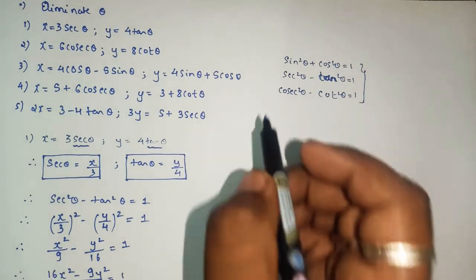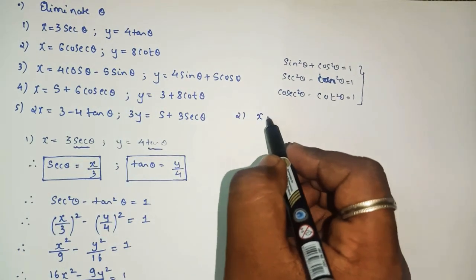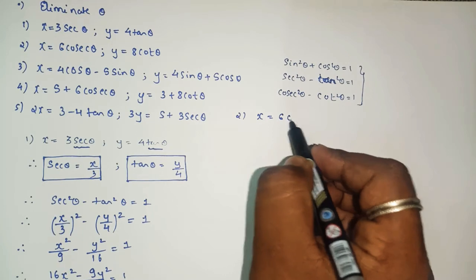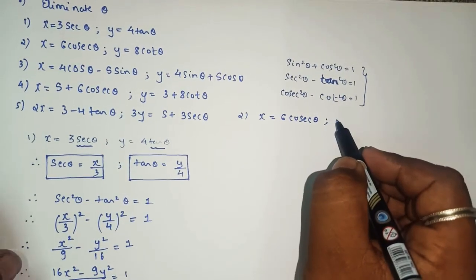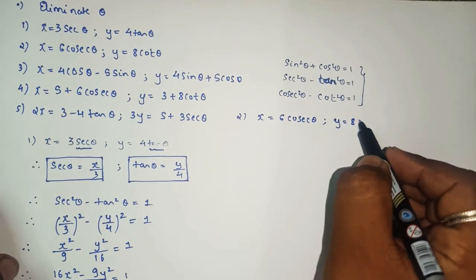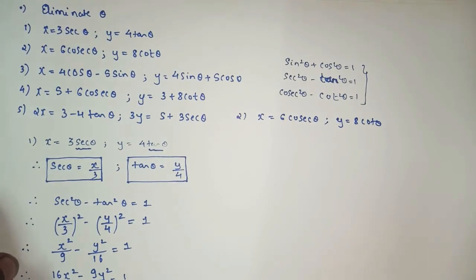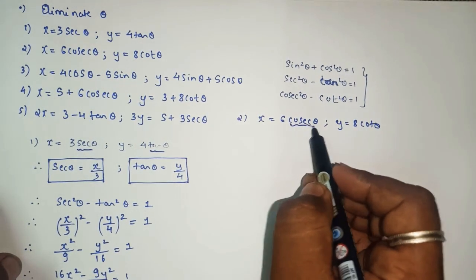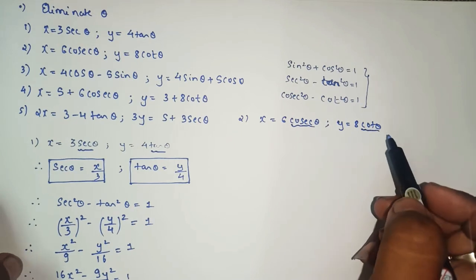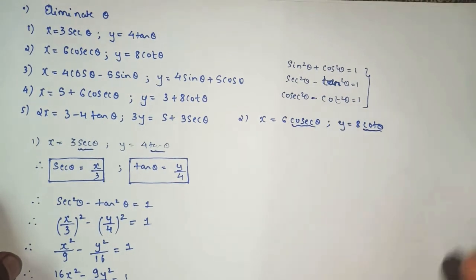Okay. So let's move on to the second sum. In the second sum, it says that x equals 6 cosec theta and y equals 8 cot theta. For this sum, we have to eliminate theta. So first see what is the relation between cosec and cot. Is there any relation between cosec and cot? Yes.